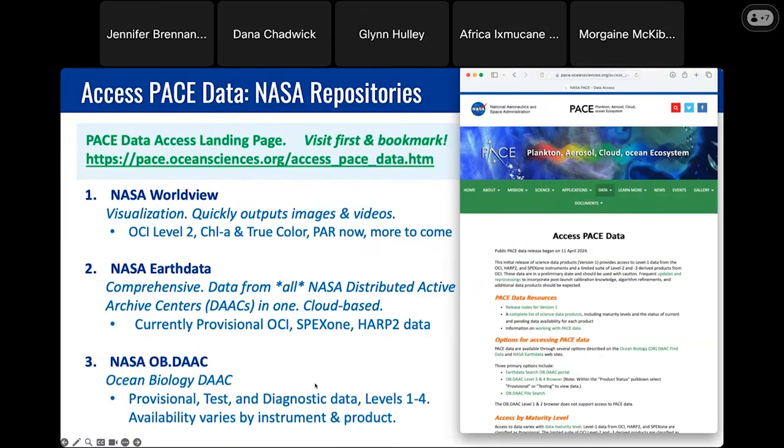You can also access data through the NASA OBDAC. In general, this is an area that folks use to get test data that is not yet released to Earthdata if people are wanting to work with earlier versions of the data, or they can also get global level 3 4-kilometer products there as well. But your go-to source generally is going to be NASA Earthdata, and you'll hear more about accessing data in general from Earthdata today.